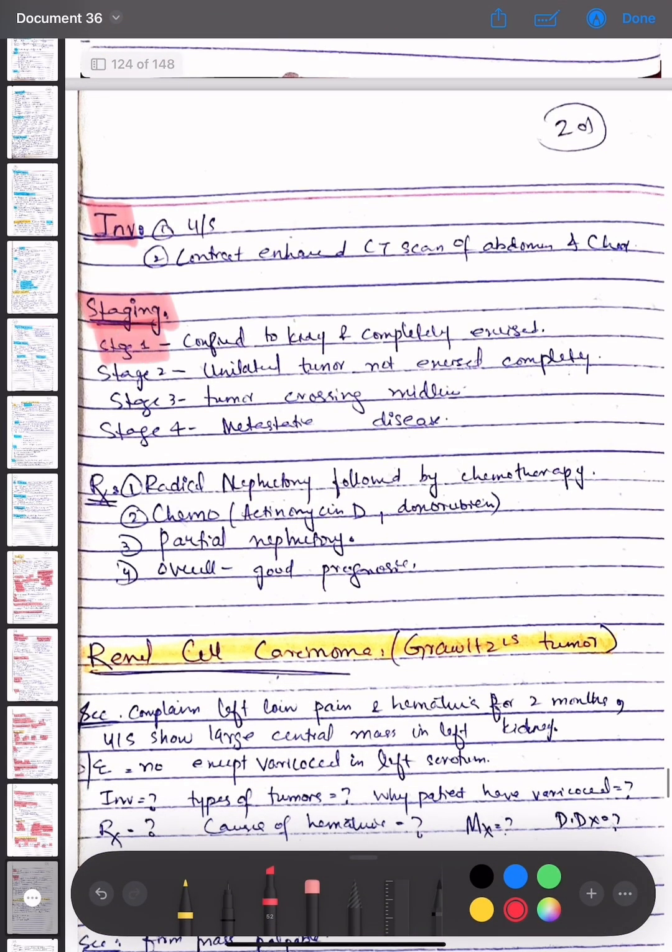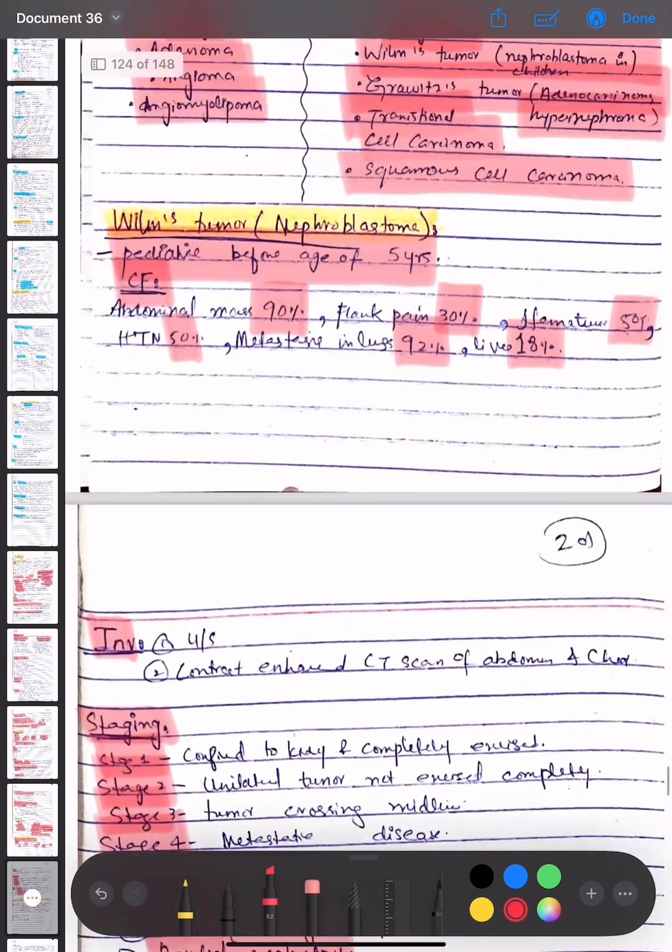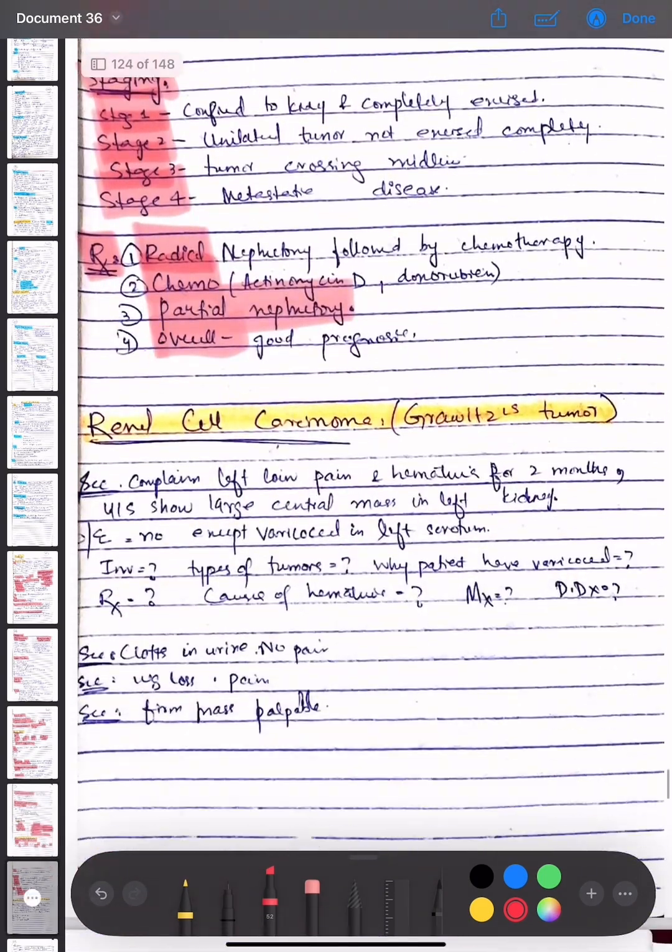Stage 2 is unilateral tumor not excised completely. Stage 3 is tumor crossing midline, and stage 4 is metastatic disease. The treatment options are radical nephrectomy followed by chemotherapy, that is actinomycin D and doxorubicin, then partial nephrectomy, and overall good prognosis. Okay, so we have discussed Wilms tumor, its clinical features, investigation, staging, and treatment.